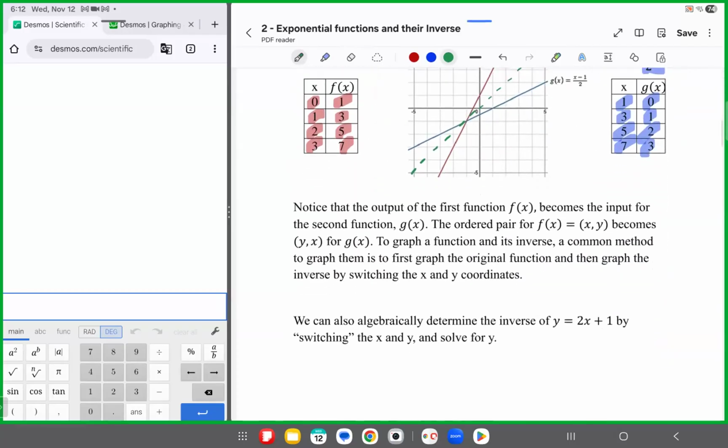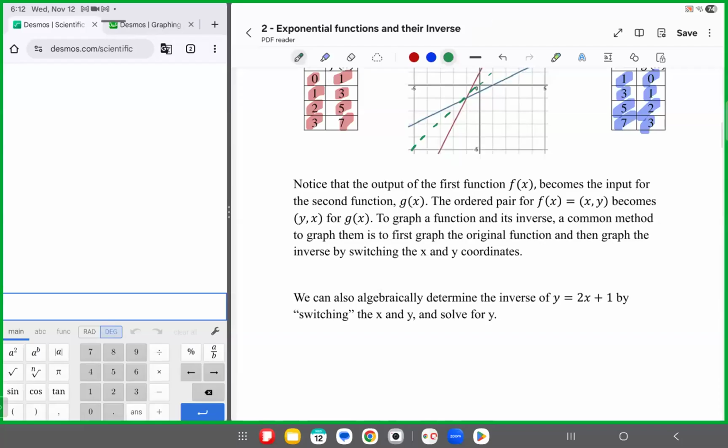Okay? And so just in summary, notice that the input of the first function, f of x, becomes the input for the second function, g of x. So the output of the first function becomes the input of the second. The output of the second is the input of the first.